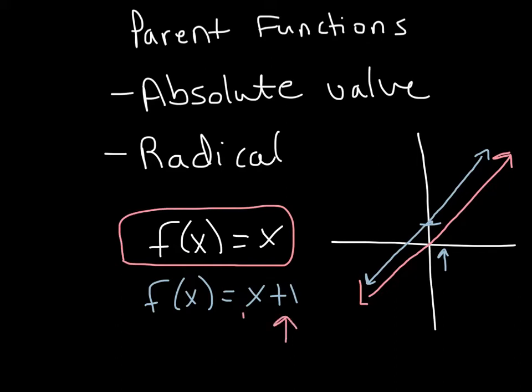We also know what happens if we change the slope, right? It gets steeper or less steep, flatter, if you will. And so we're going to look at just the parent functions in this case of absolute value and radical.